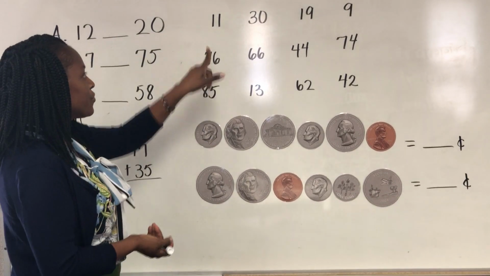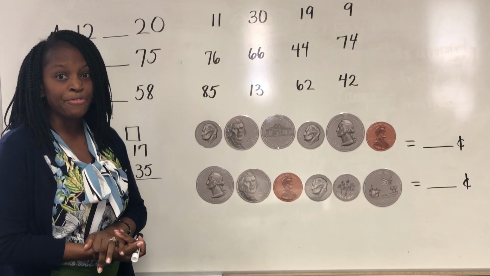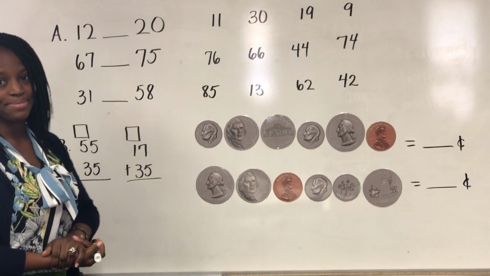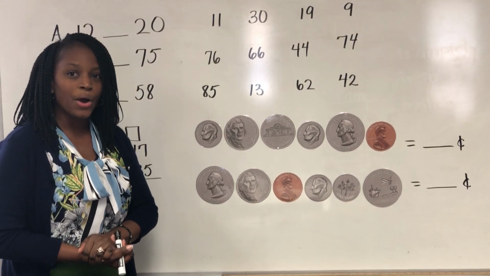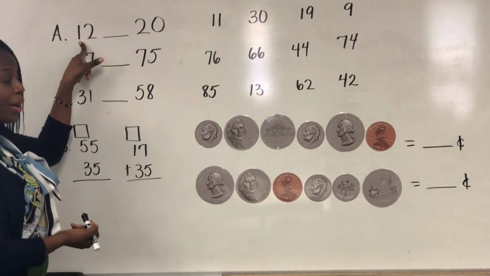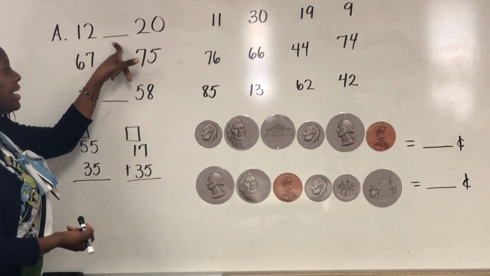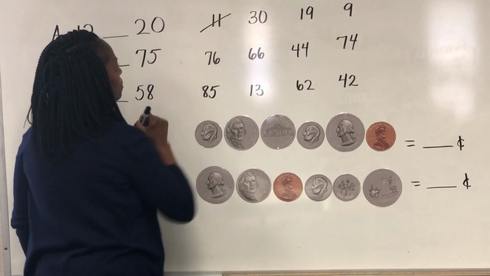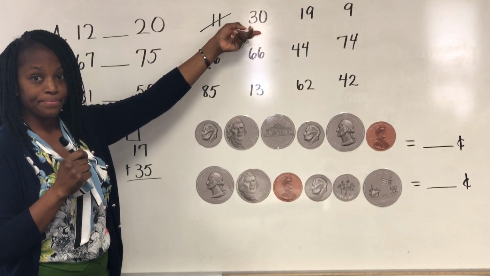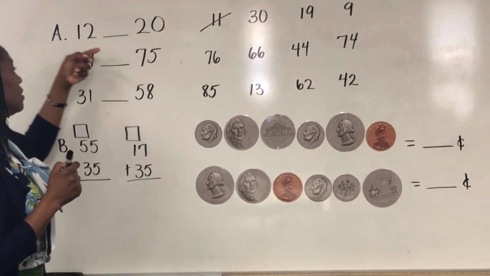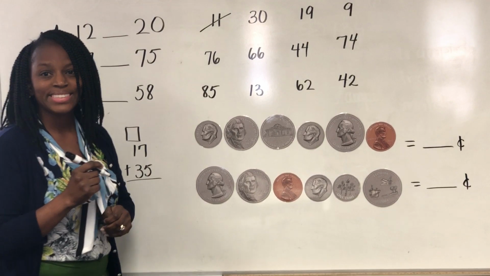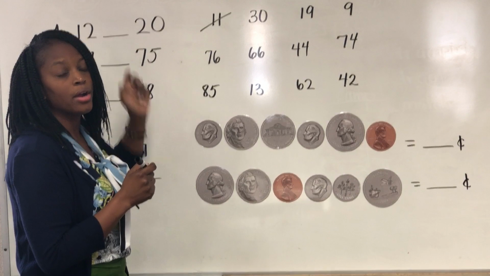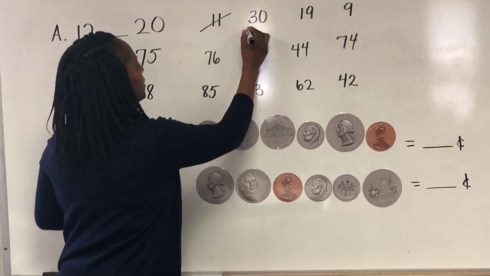So let's take a look at the first number. The number is 11. Does 11 come between 12 and 20? No. 11 is the before number for 12, so therefore it does not come between 12 and 20. So I'm going to cross it out. What about 30? Does 30 come between 12 and 20? No, 30 is actually 10 more than 20, so it does not come between.